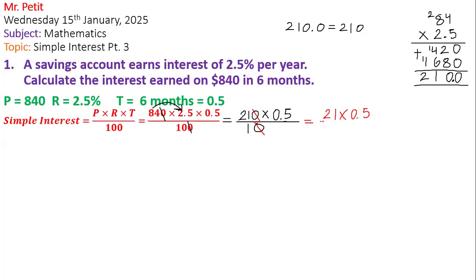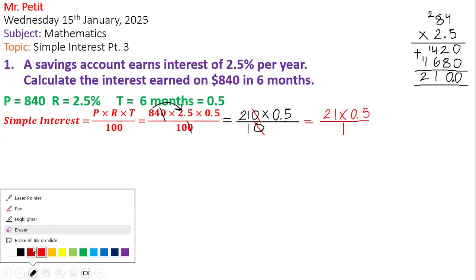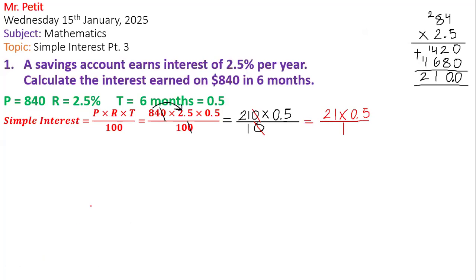All over 1. So basically the answer is going to be the product of 210 and 0.5, which is basically half of 21. So that's basically what it's saying. What is half of 21? So 21 multiplied by 0.5.